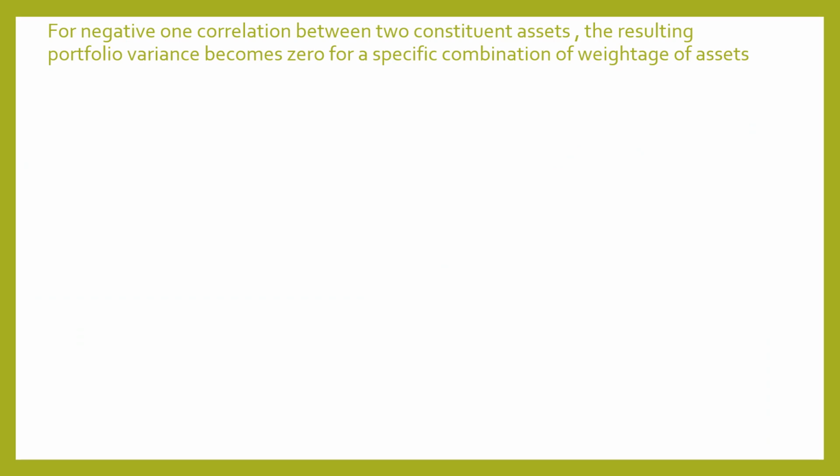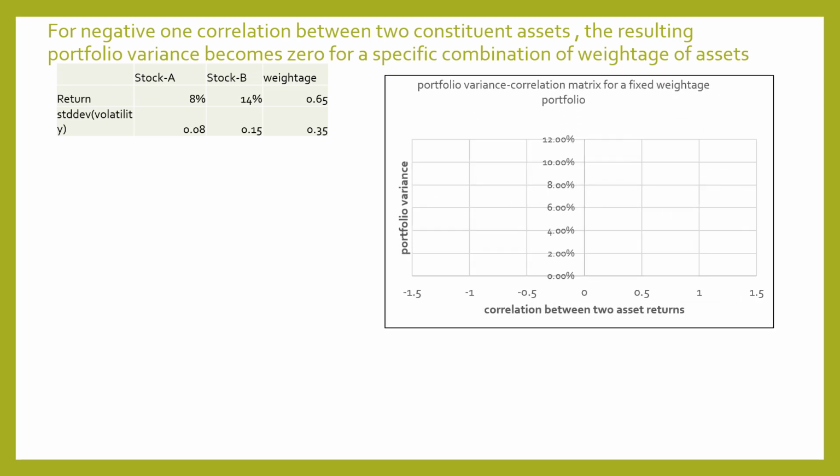For a negative correlation between the two constituent assets, the resulting portfolio variance becomes 0 for a specific combination of weightage of assets. This graph shows the return, standard deviation and weightage of two stocks in a portfolio. This shows the portfolio variance correlation matrix for a fixed weightage portfolio. The x-axis shows the correlation between the two assets' returns, and the y-axis shows how the portfolio variance changes with changes in this correlation. When the correlation is -1, for a specific combination of the weightage, the portfolio variance becomes 0.